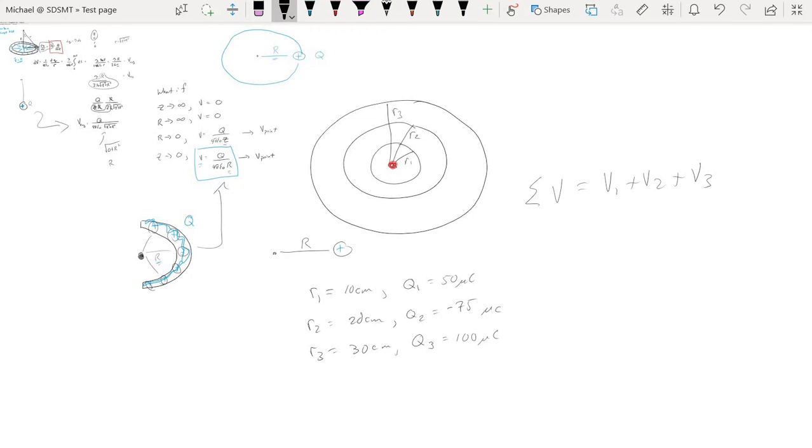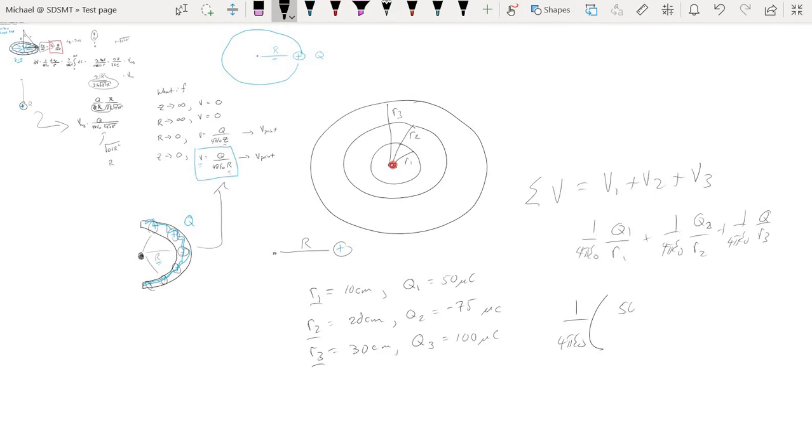But we now know that each ring has its respective charge, a distance of r away from the center. And so the potential that is produced by the first ring will be 1 over 4 pi epsilon Q1 over R1. Potential produced by the second ring, Q2 over R2. Potential produced by the third ring, Q3 over R3. We have 4 pi epsilon as a common term for each.